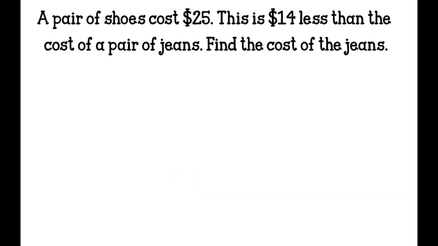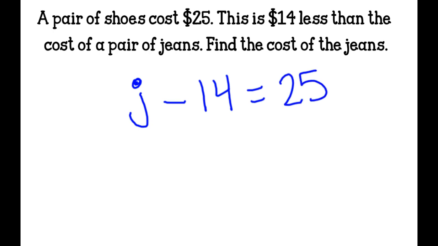A pair of shoes costs $25. This is 14 less than the cost of a pair of jeans. Find the cost of the jeans. So we have jeans. We don't know how much the jeans cost, so we're going to use J. And we know that shoes are 14 less than the jeans, and the shoes are $25. So we add the opposite, so this becomes a negative 14.